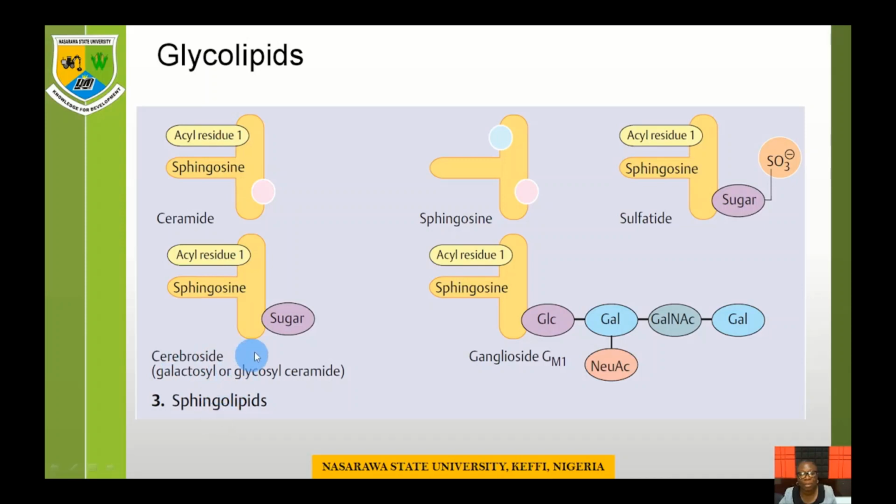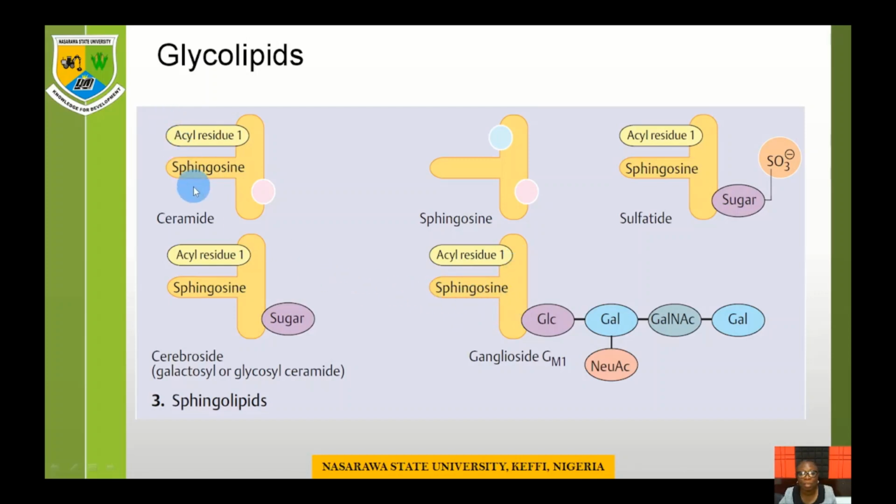For the cerebroside, it has the fatty acid, the sphingosine, and a sugar. The sphingosine is the alcohol to which you have these groups attached. Then you have the sulfatide. The sulfatide has a sulfite group attached to the sugar. Then you have the fatty acid and the sphingosine, that's sulfatide. Then you have the ganglioside. Ganglioside has complex sugars attached, and you have the fatty acid and also the sphingosine.